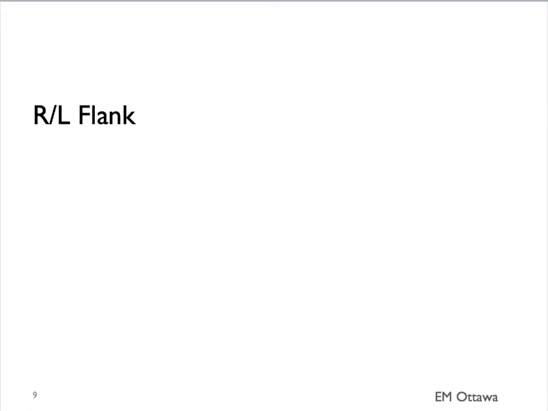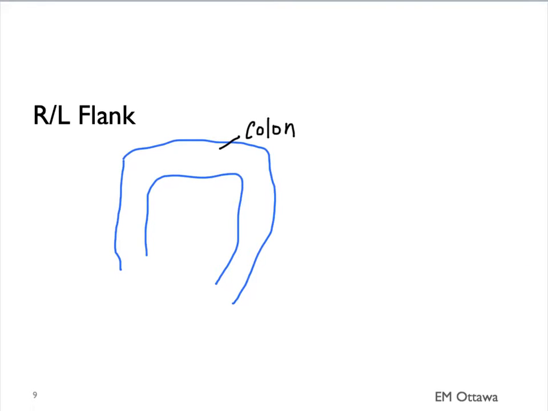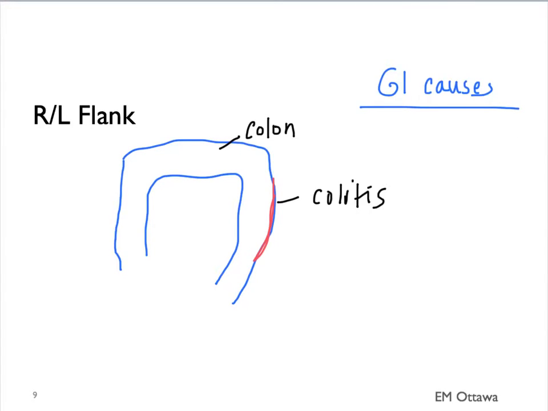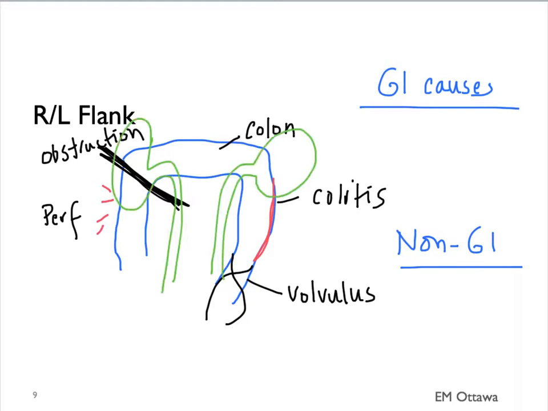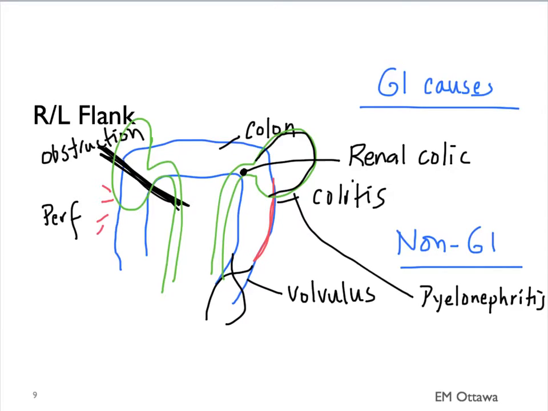We'll group right and left flank together. What lives there? The large bowel. GI causes therefore include colitis, perforation, volvulus, or obstruction. What are non-GI causes? The kidneys and the ureters live right there. Therefore, kidney stones or infection can give pain in the flank area.